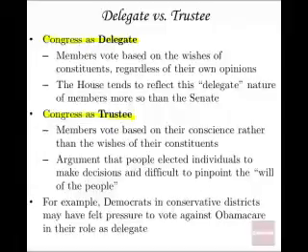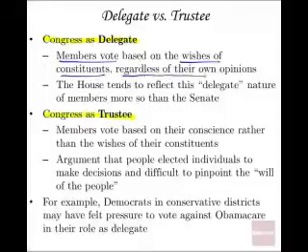Now, what does it mean to be a delegate? Well, if you're a delegate, you go and you vote based on the will of the people. So delegates to the party's convention are supposed to vote for a particular candidate. Now, I discussed before, there are faithless electors that are supposed to vote for a candidate, but then they either switch their vote or abstain. And so basically, they don't fulfill their role as a delegate. So if you look at Congress members, they're supposed to vote based on the will of the people. So this model says that members vote based on the wishes of constituents, regardless of their own opinions.